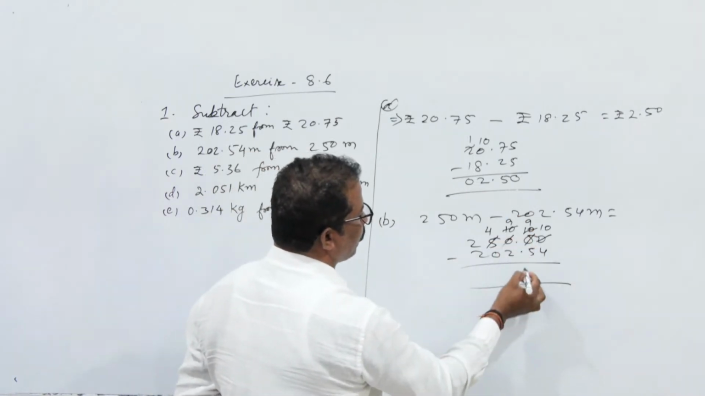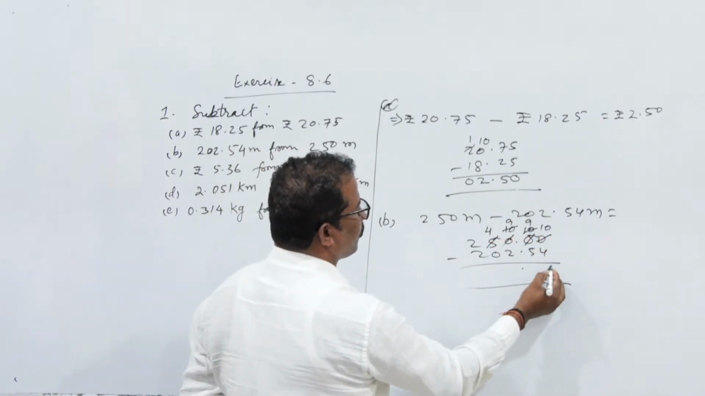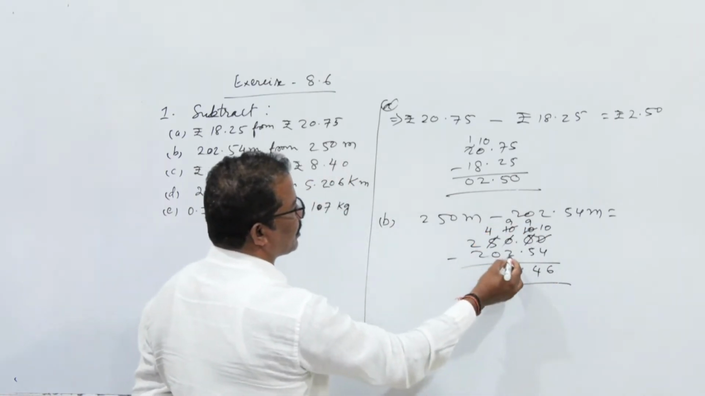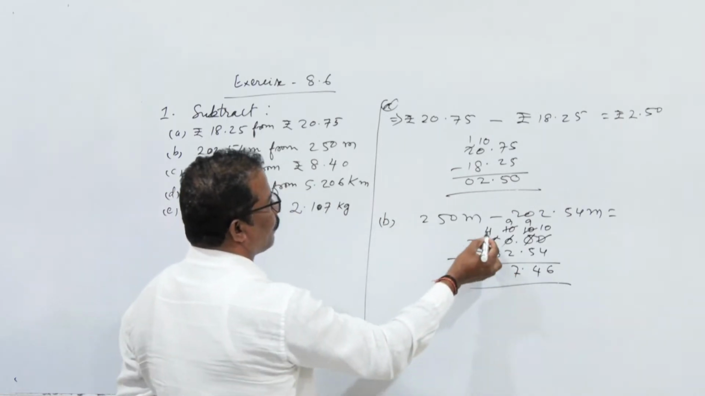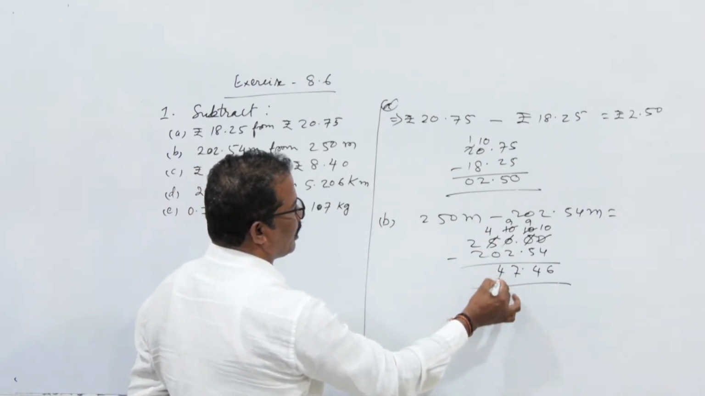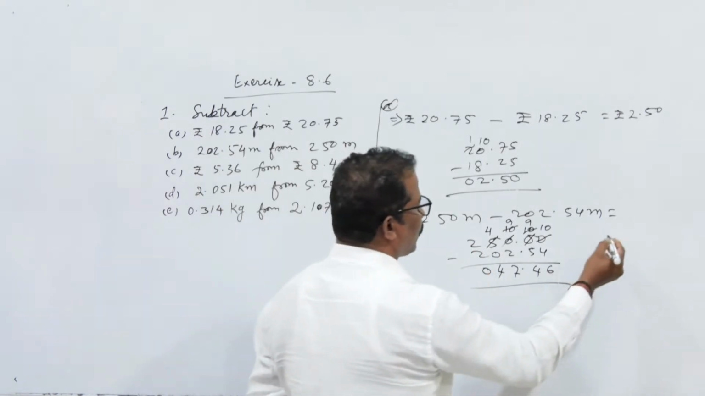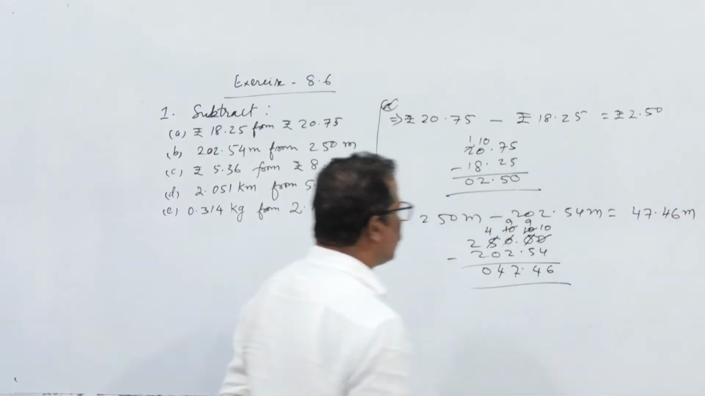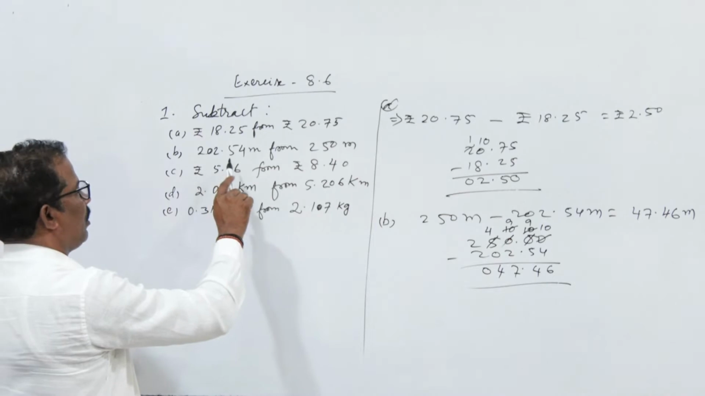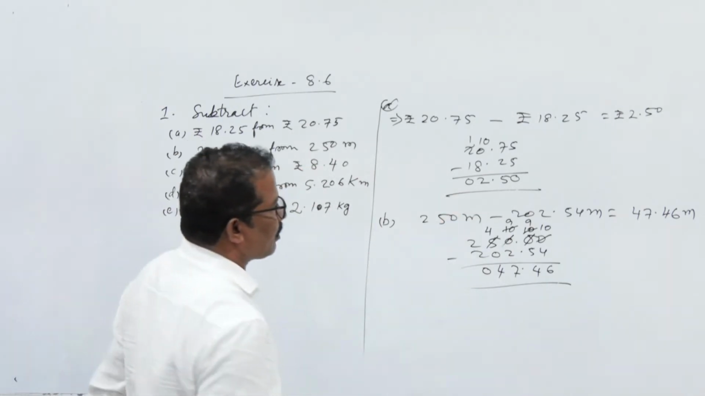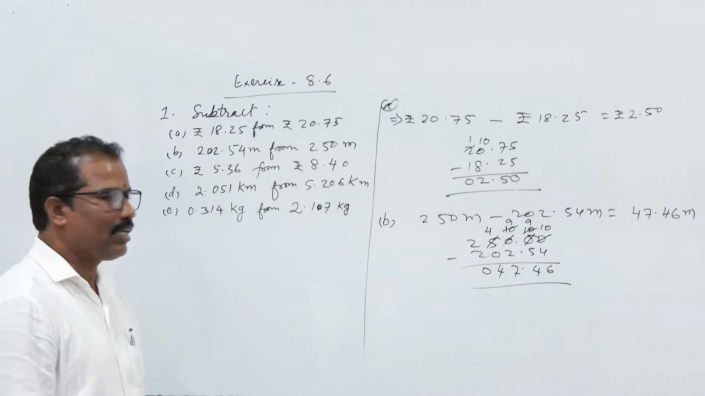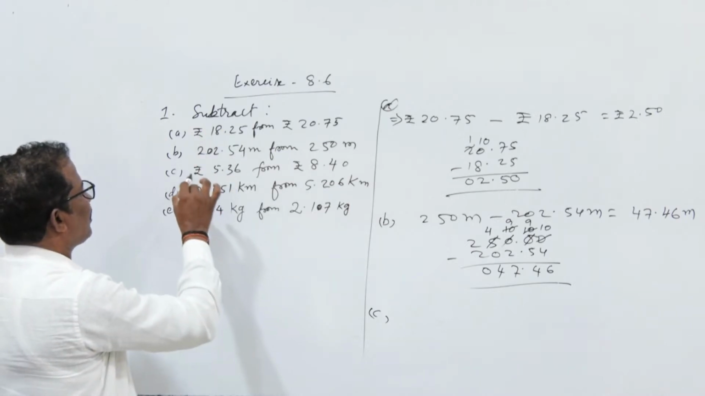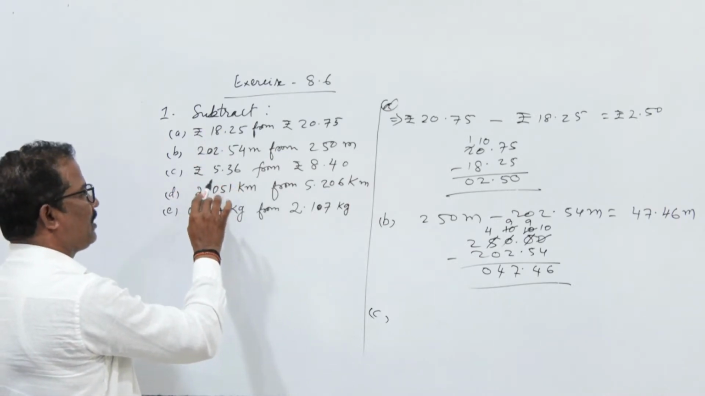Understand? See, point here. From 10 if you subtract 4 means 6 remaining. From 9 we can subtract 5 means 4 remaining. From this 9 we can subtract 2 means 7 remaining, and from 4 if you subtract 0 means 4 only, 2 minus 2 is 0. So what is the difference we got here? That is 47.46 meter. So the difference of these two numbers is what we got here, 47.46 meter.